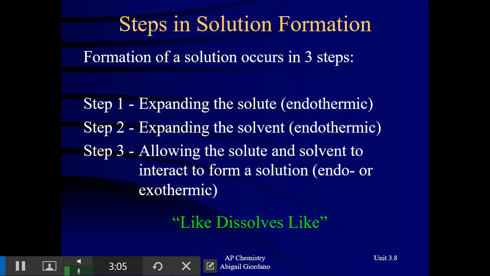Now, there's a phrase that you likely learned in Chem 1, like dissolves like. And it's a good phrase, but we're going to talk about when not to use it. But in general, let's talk about why it is a good phrase. Like dissolves like typically means polar solutes will dissolve in polar solvents, and nonpolar solutes will dissolve very well in nonpolar solvents. Okay. So that's what that phrase means. We'll talk in just a minute about when you do not want to use that phrase.